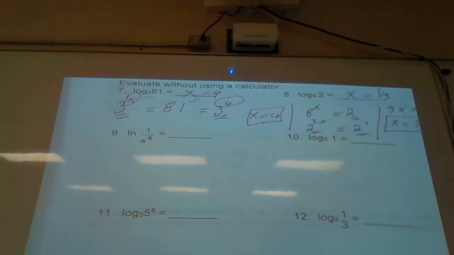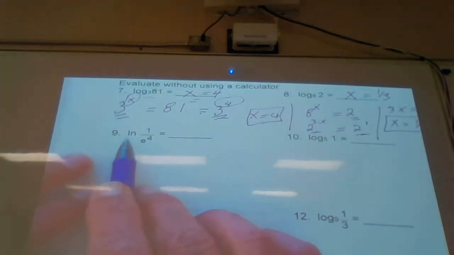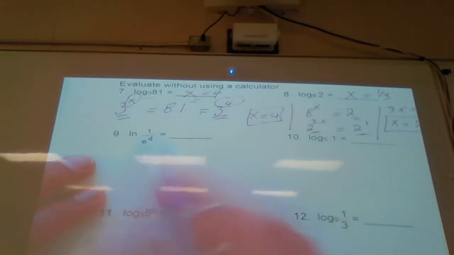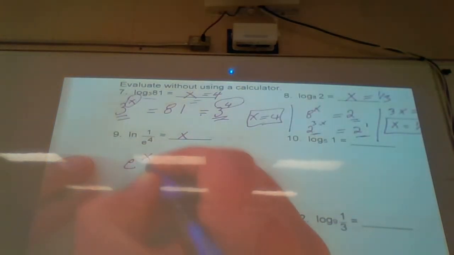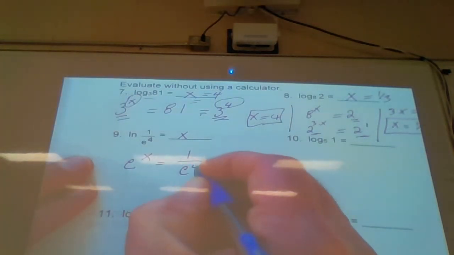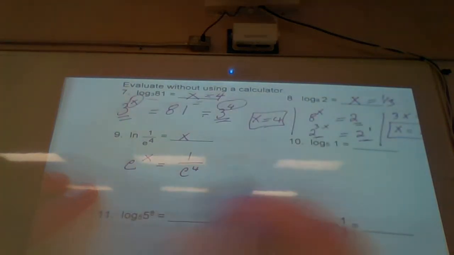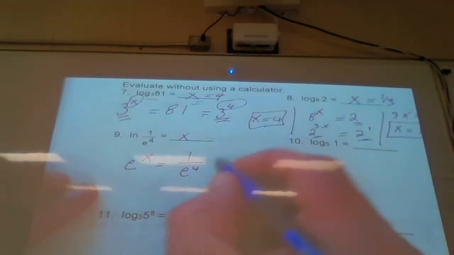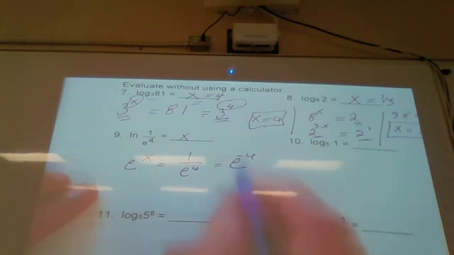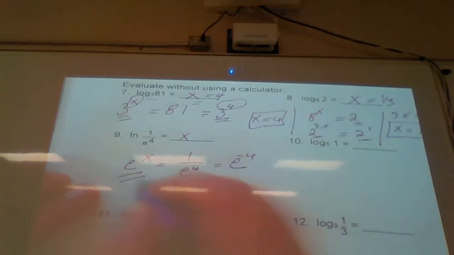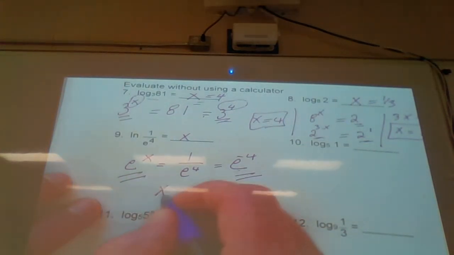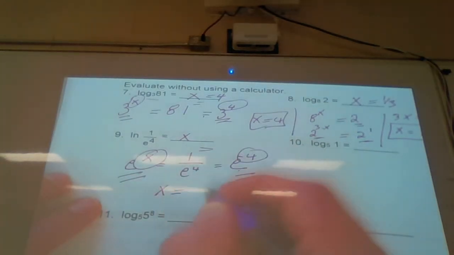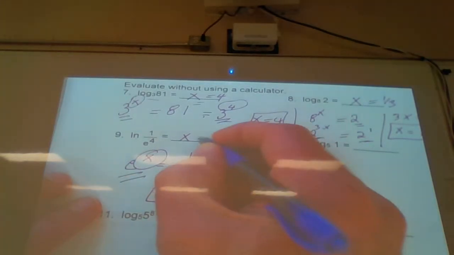Same thing for number 9. I have log, that's an ln, so that's log base e. Let's call it equal to x. So base e, so that's e to the x is equal to 1 over e to the 4. Everything needs to be on the same level, numerator, so I'll bring this one up, e to the -4. I changed the sign on the 4. So I have e to the x equal e to the -4, same base, equal sign. The rule says those powers are equal. So x is equal to -4.